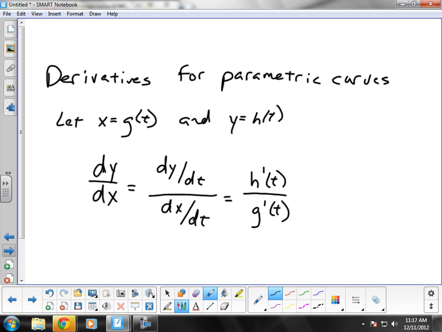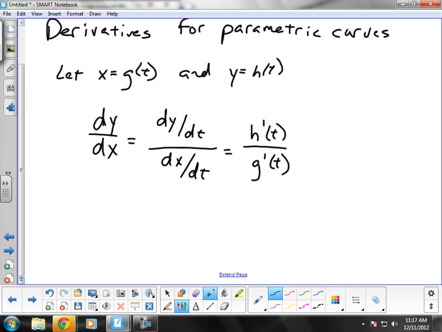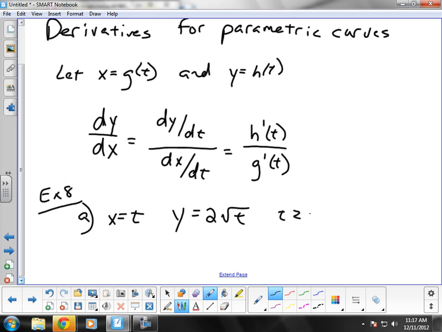Okay? Now, why do we use derivatives? What would be an application of a derivative that we've been doing? Maybe wanting a slope, right? Slope of a tangent line to one of these parametric curves. So example 8 does that for us. Part A says I've got x is equal to t and y is equal to 2 times the square root of t for all t greater than or equal to 0.